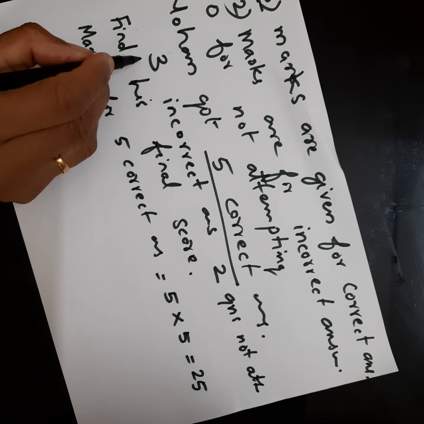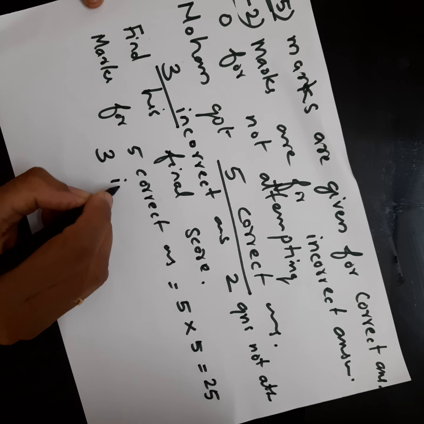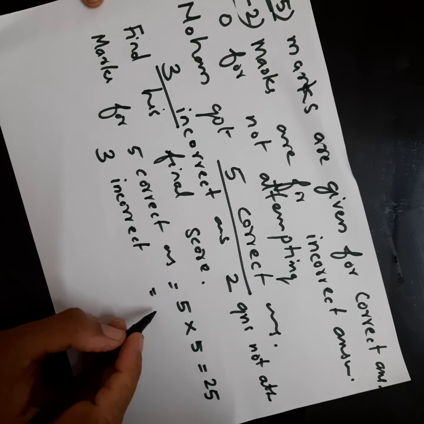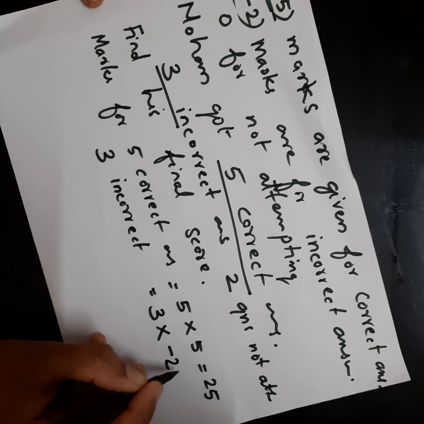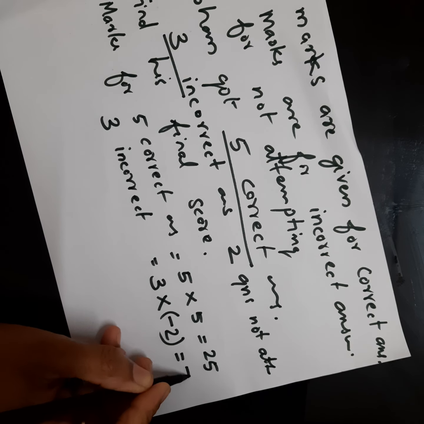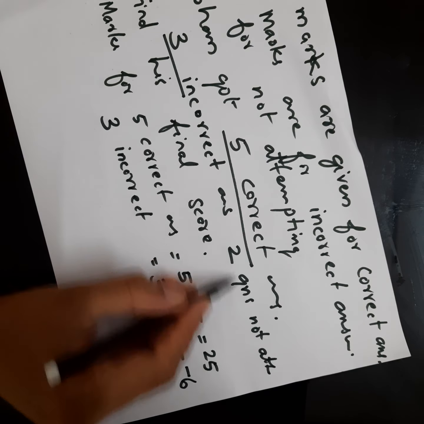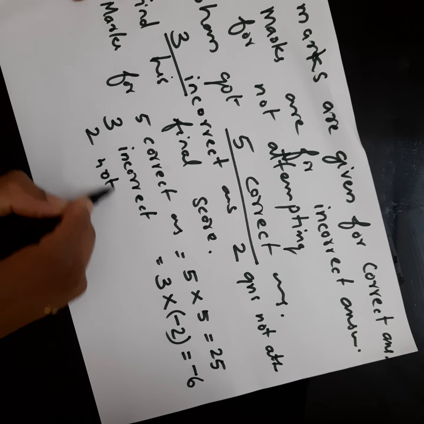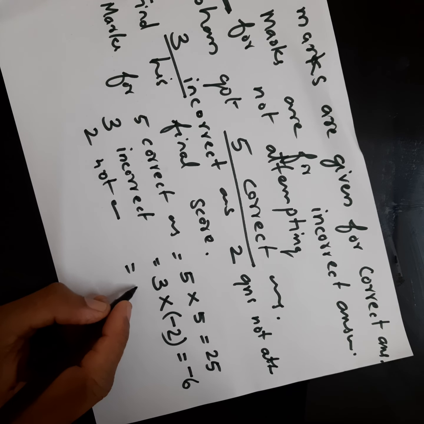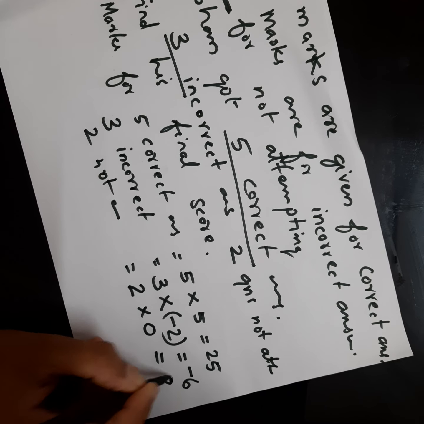How many incorrect answers did he give? How many mistakes? 3 mistakes. For each mistake he will get minus 2. So for 3 mistakes he will get 3 into minus 2. What is 3 into minus 2? We know one is negative, so the answer will be negative. 3 twos are 6, so minus 6. For 2 questions not attempted, for each question not attempted he will get 0. So 2 into 0 is 0.